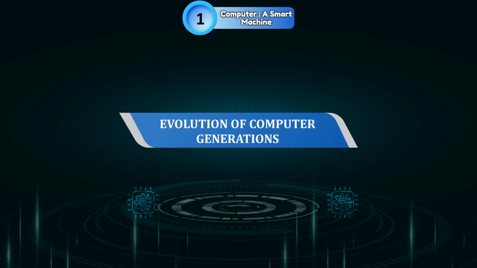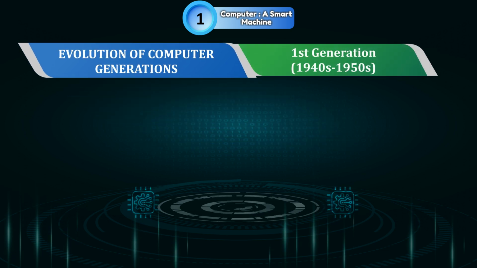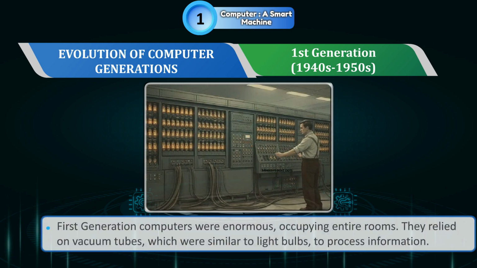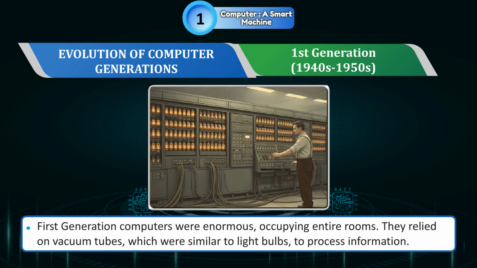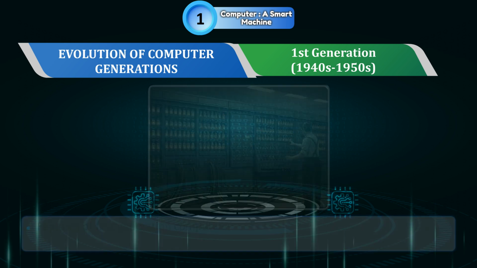Evolution of computer generations. First generation, 1940s to 1950s. First generation computers were enormous, occupying entire rooms. They relied on vacuum tubes, which were similar to light bulbs, to process information. Features of first generation computers.